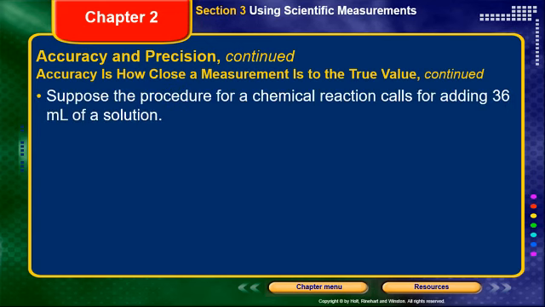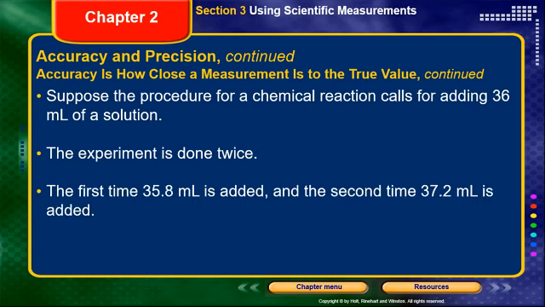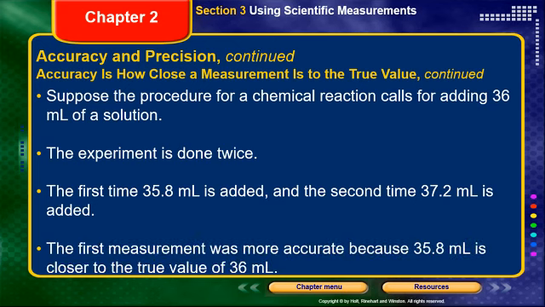Moving on. So suppose the procedure for a chemical reaction calls for adding 36 milliliters of a solution. The experiment is done twice, so 2 different times we attempt to add 36 milliliters of solution. The first time you add a volume, in actuality, despite your best efforts, you add 35.8 milliliters. And the second time, you add 37.2 milliliters. The first measurement was more accurate because 35.8 milliliters is closer to the true value of 36 milliliters.